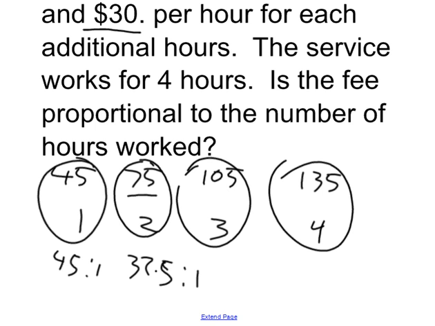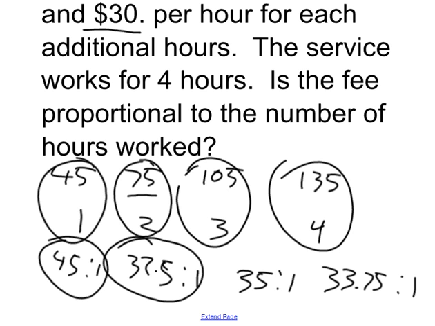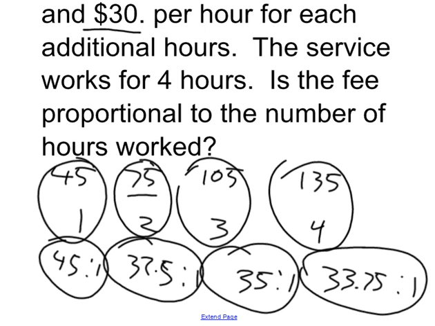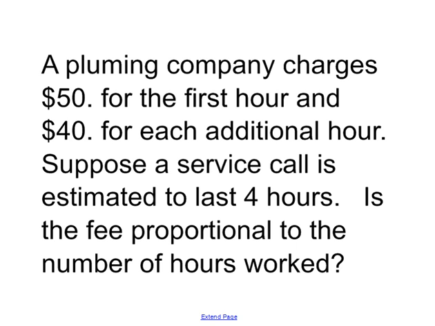If I do the next one, 105 in 3 hours, I'm going to switch to my calculator here. 105 divided by 3 hours comes out to be $35 per hour. And if I do 135 in 4 hours, I get $33.75. Let me correct the way that's written, to 1 hour, per hour of work. Well, if I look at each of these ratios, they're definitely not the same, so this is non-proportional.